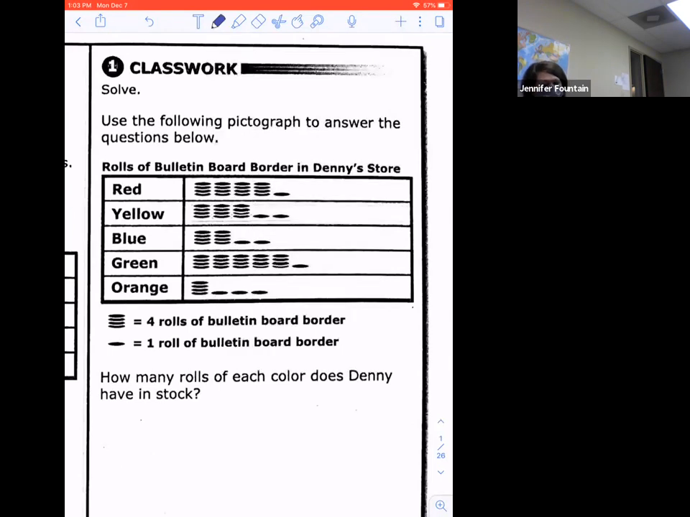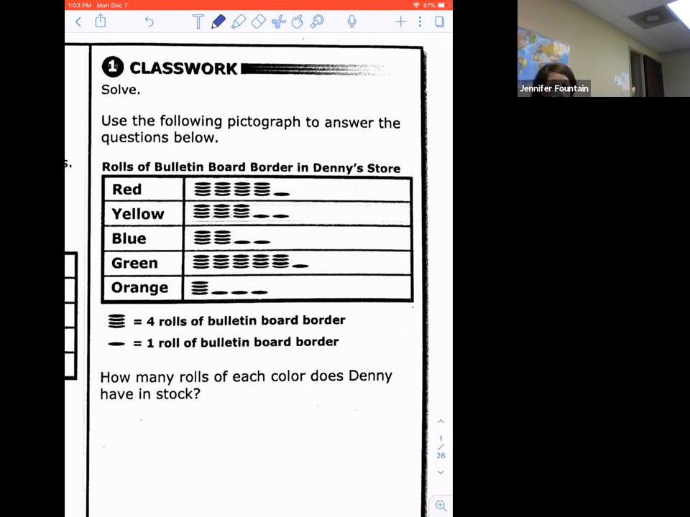These are rolls of bulletin board paper in Denny's store. Thinking about a bulletin board, it's typically going to be a display, and you can put paper on the background to fill it in. And so we've got red, yellow, blue, green, and orange. We can look at the key below it.